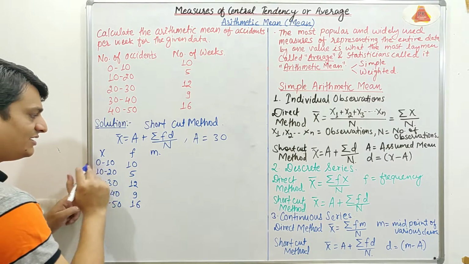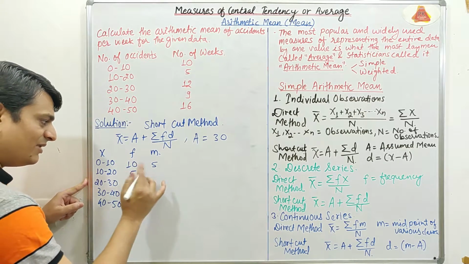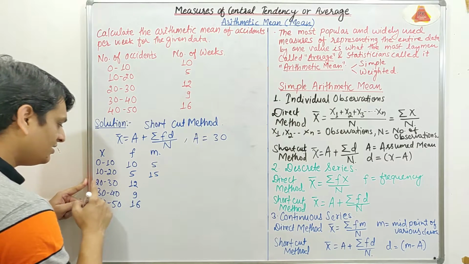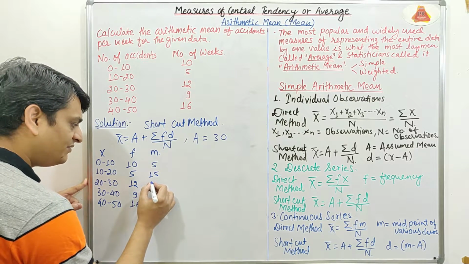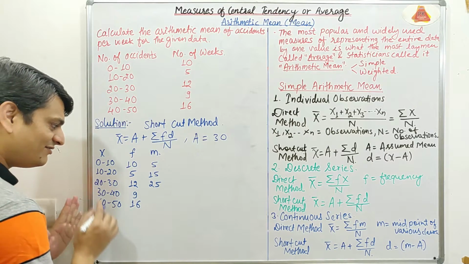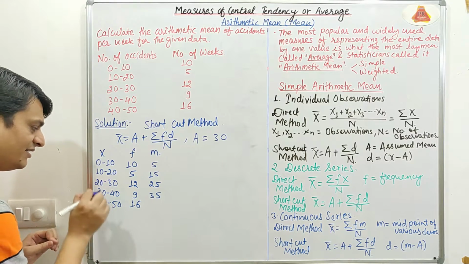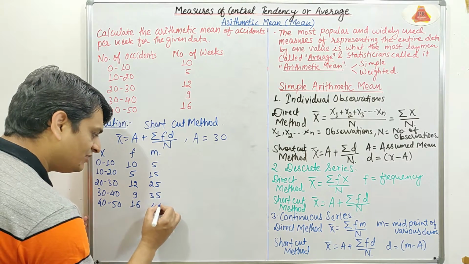So 0 plus 10 is equal to 10, by 2 is equal to 5. 10 plus 20 is equal to 30, by 2 is equal to 15. 20 plus 30 is equal to 50, 50 by 2 is equal to 25. 30 plus 40 is equal to 70, 70 by 2 is equal to 35. 40 plus 50 is equal to 90, 90 by 2 is equal to 45.